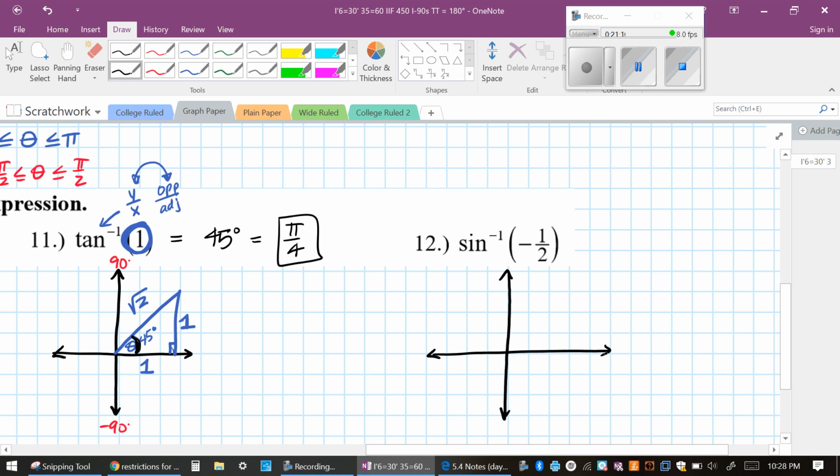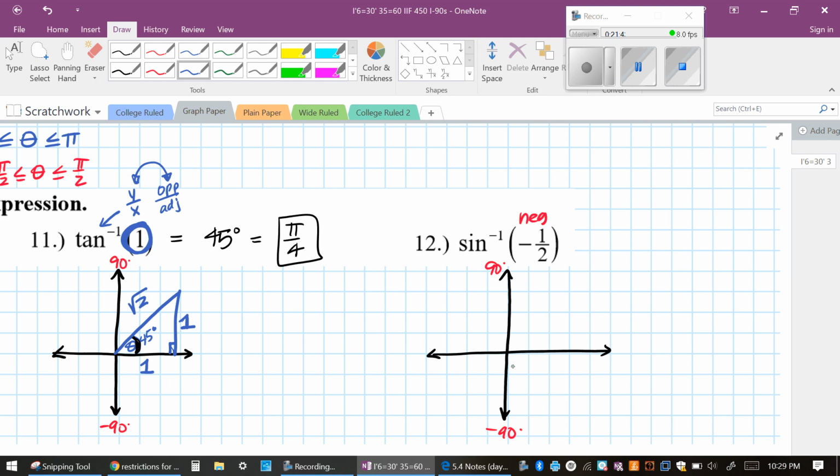Sine inverse is restricted to quadrants 1 and 4. It has to be between negative 90 and positive 90. And you have to ask yourself which of these it would be. Remember, it's cosine, sine. Since the answer is negative, since sine is negative, that means I'm looking at quadrant 4.